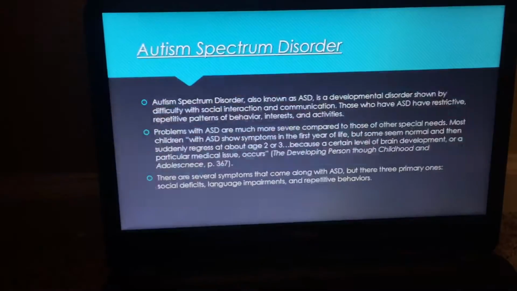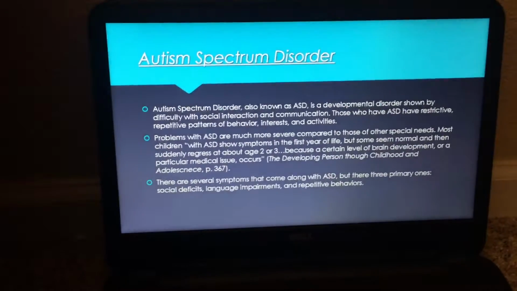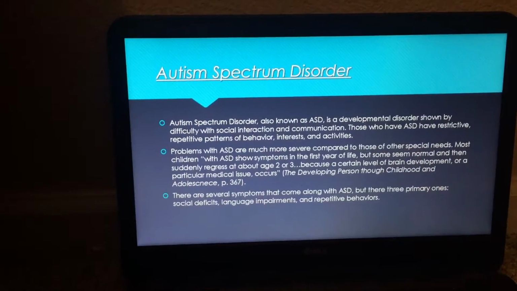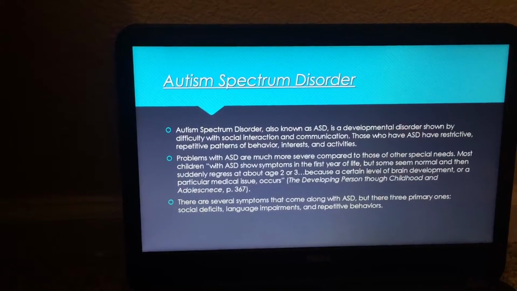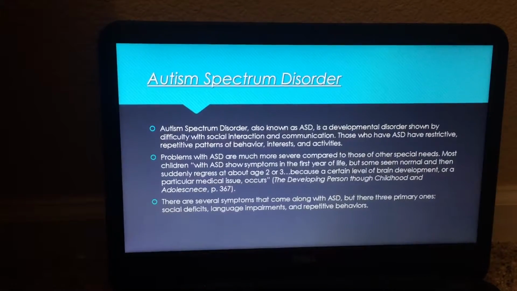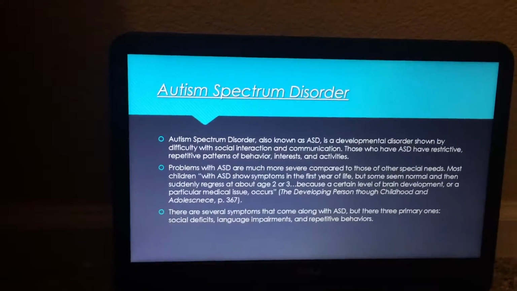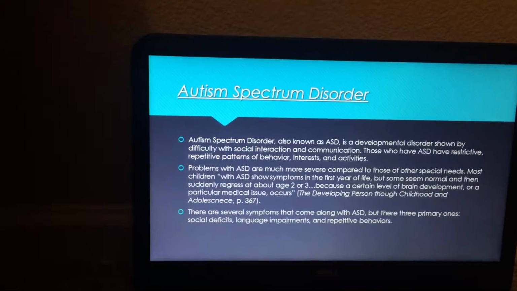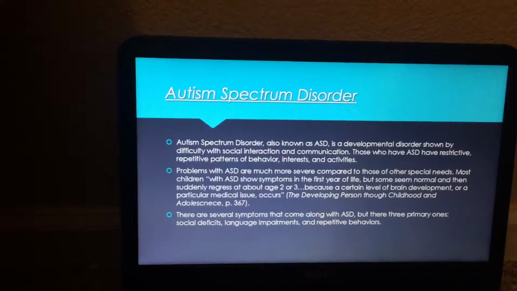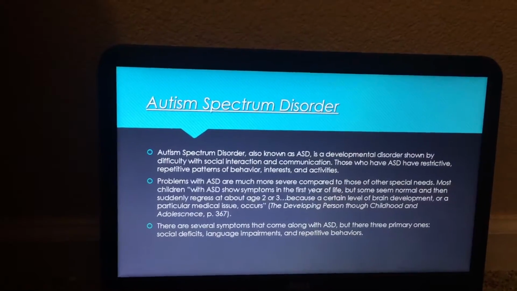Alright, here we go. Autism spectrum disorder, also known as ASD, is a developmental disorder showed by difficulty with social interaction and communication. Those who have ASD exhibit signs of restrictive and repetitive patterns of behavior, interest, and/or activities. Those who have ASD exhibit symptoms that are much more severe compared to those with other special needs.